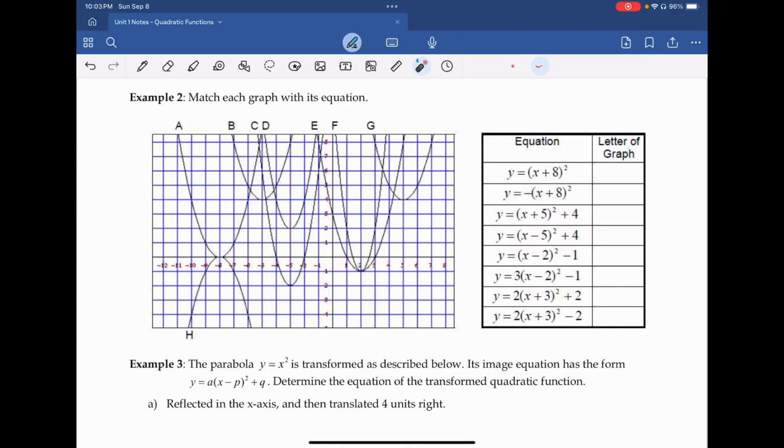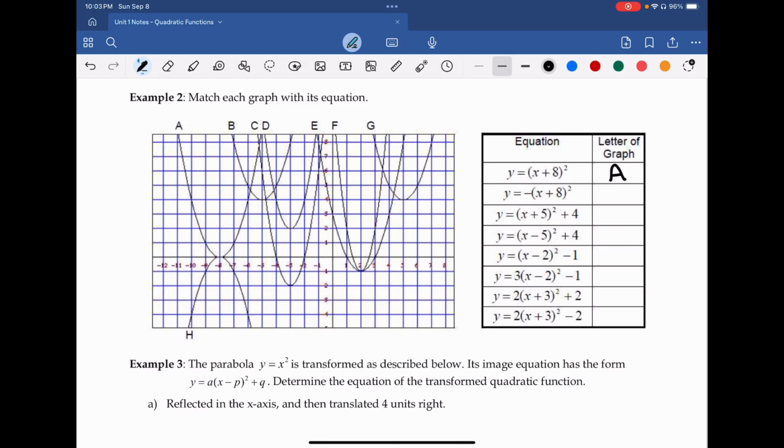So I'm going to go over on my graph and ask, which one of these starts at 0, which would be the original function, and then moves its vertex over to -8? It's this one here. The first one is A. It opens upwards. It's only moved 8 units to the left. So the letter that corresponds is A.